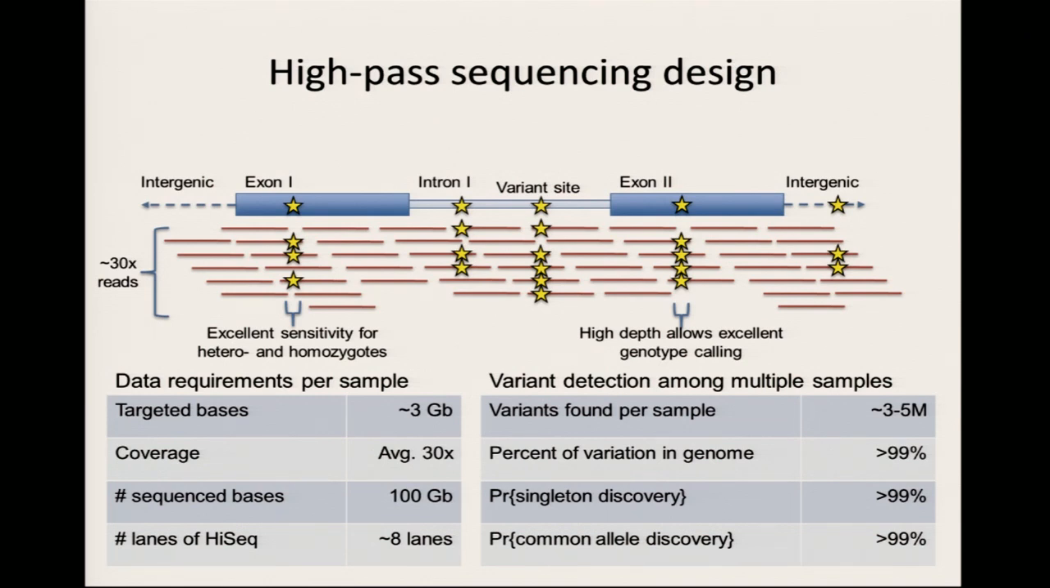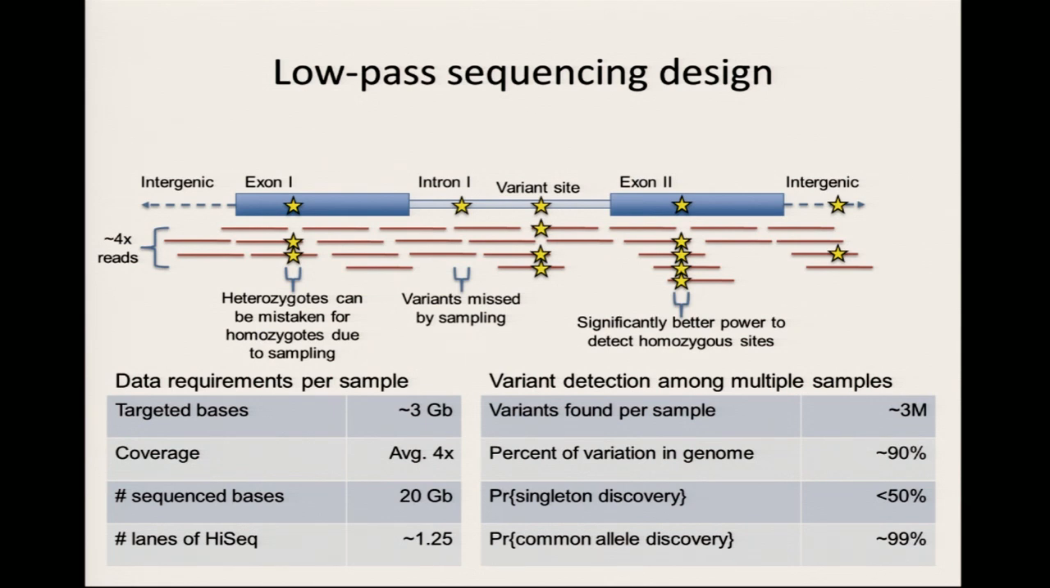Right. So let's contrast that with low pass. So in low pass, now we only have 4x of the reads, right? And because of this, your average coverage is like 4x, and this is maybe 1 lane of HiSeq. But your ability to find all the variation in this sample has gone way down. Now you're at like 90% of the variation, because a bunch of it you just missed due to random sampling.